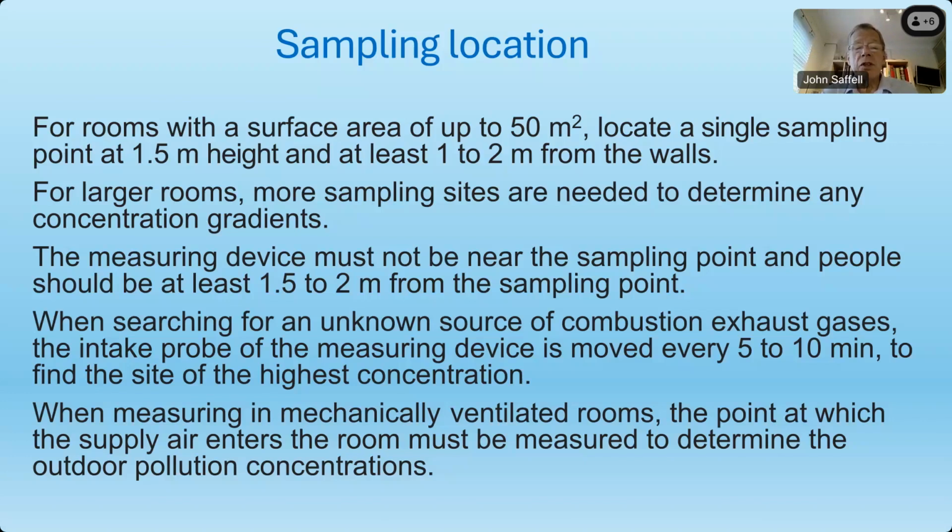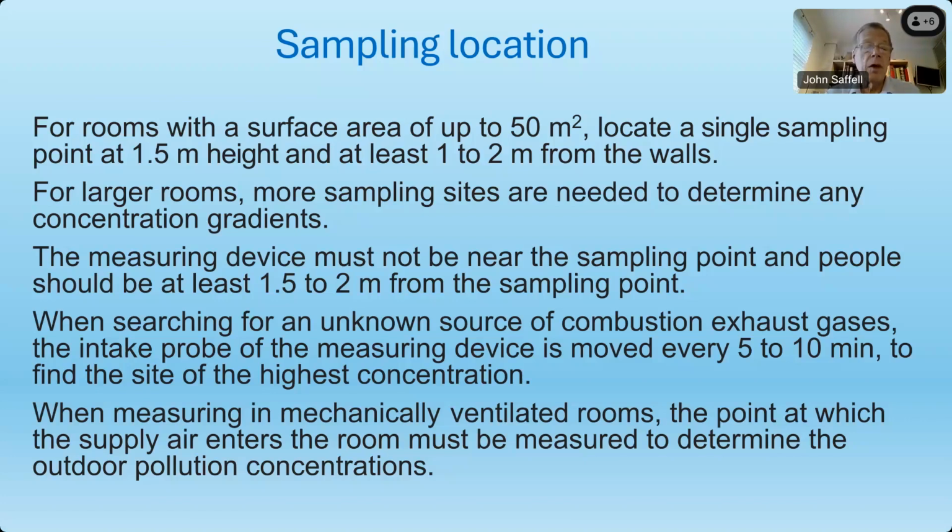When you're searching for an unknown source of combustion exhaust gases, then you take a measurement and keep moving it every 5 to 10 minutes. So there you have a stabilization time of about 5 to 10 minutes. You don't need to record all 5 or 10 minutes, but just a rule of thumb, 5 minutes to 10 minutes in a spot. It's best if you average over that period, but you can also take a spot reading. And there you're looking for the site of the highest concentration. So it'd be nice if you had an instrument that measured average and min-max.